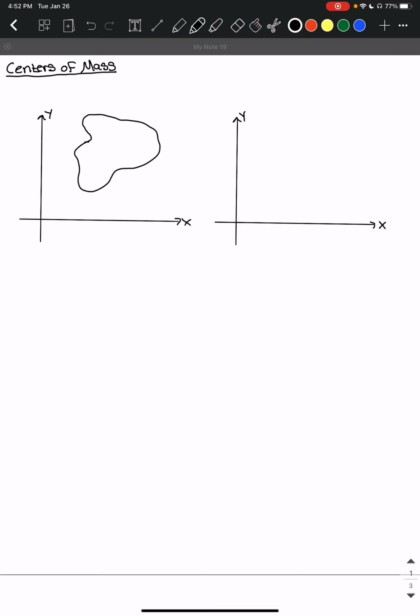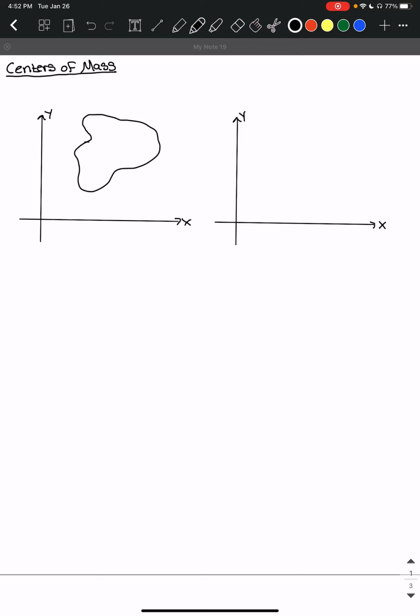Essentially, if you have an object like a plate that's sitting in the xy plane, you should be able to pick it off of the xy plane, hold it in your hands, and then balance it on the tip of your finger at some particular point within the region's boundary. So what we're going to do is dissect that into two different pieces.